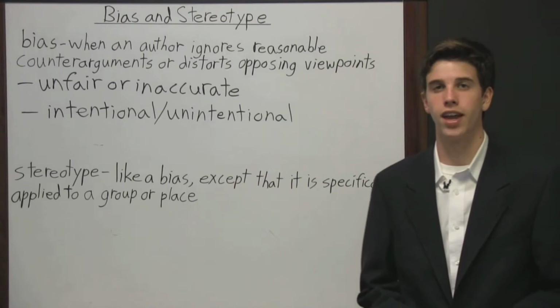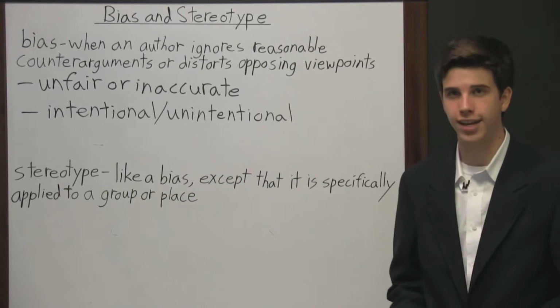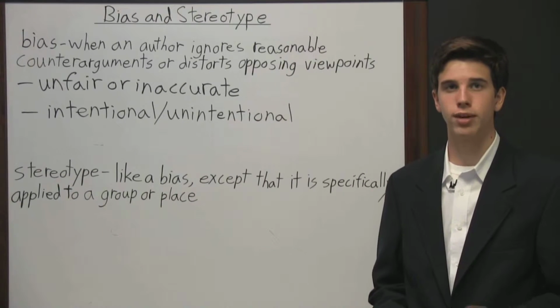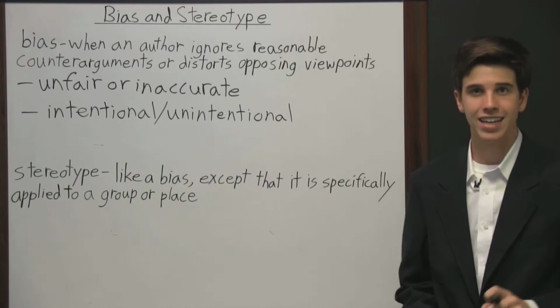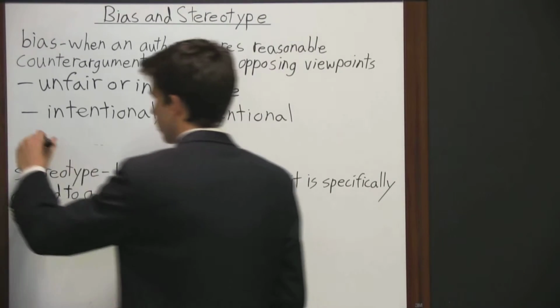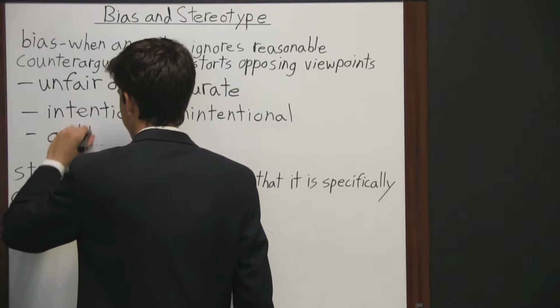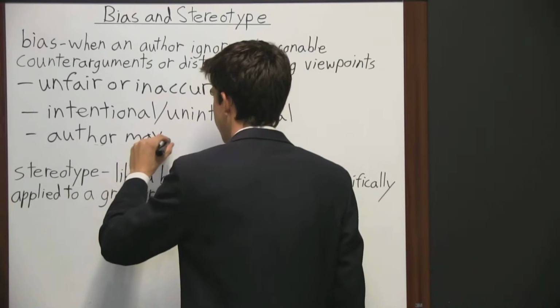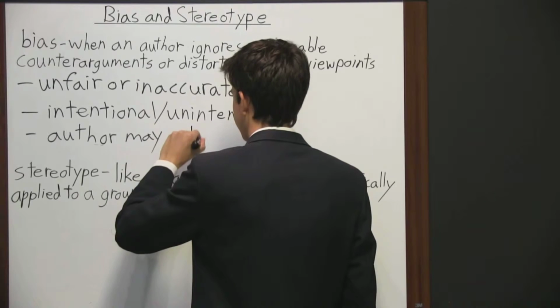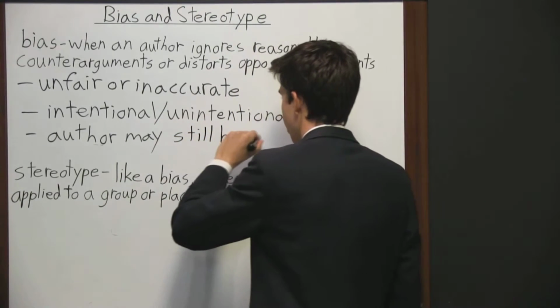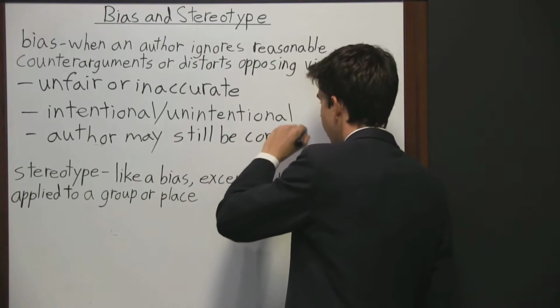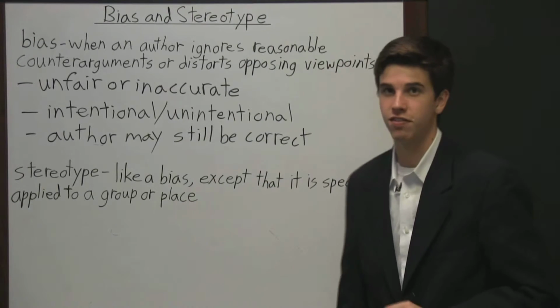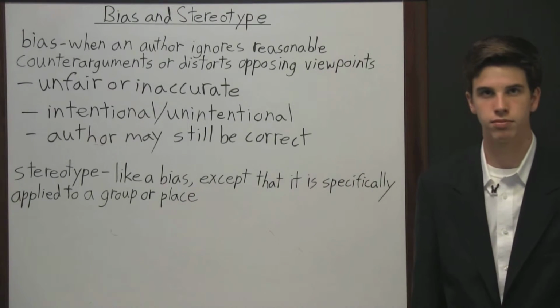Now, it should be noted that a biased author may still be correct. However, the author will be correct in spite of his or her bias, not because of it. So that's another important thing to remember, that an author may still be correct even if they do have a bias. However, the fact that the author is correct does not justify the use of that bias.